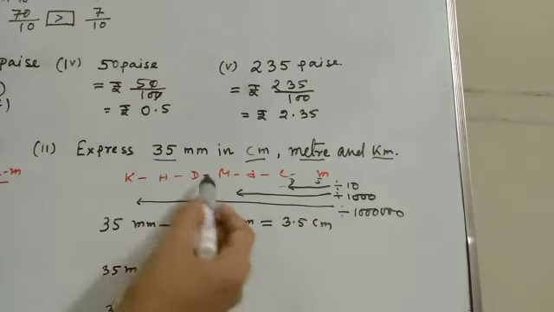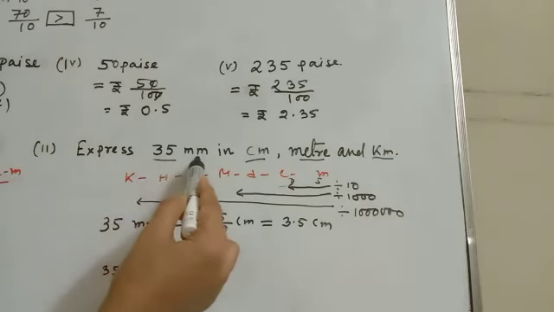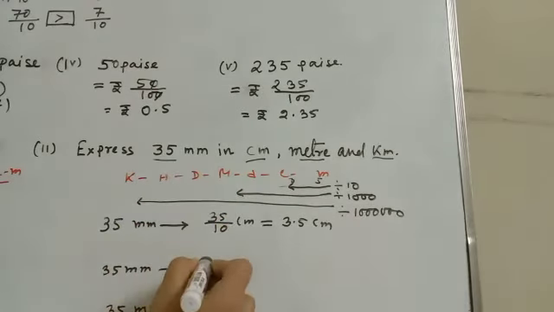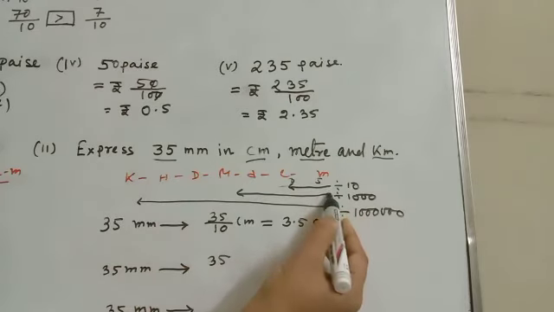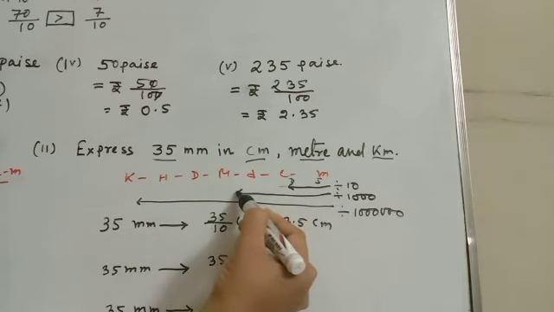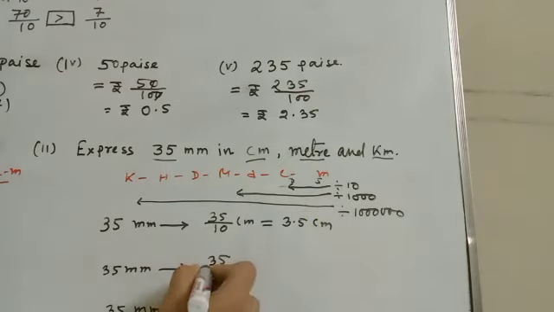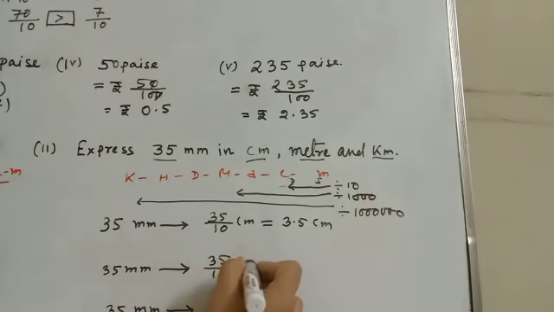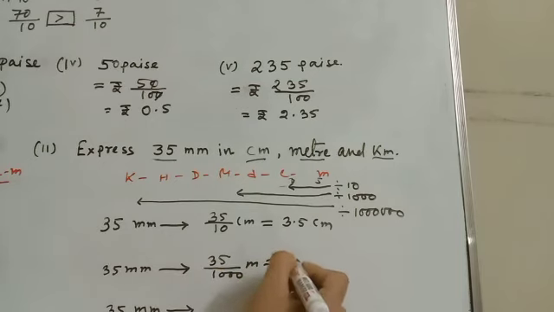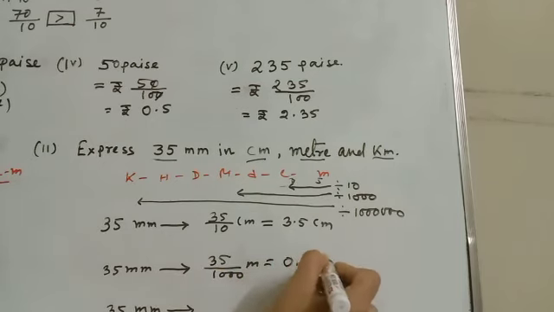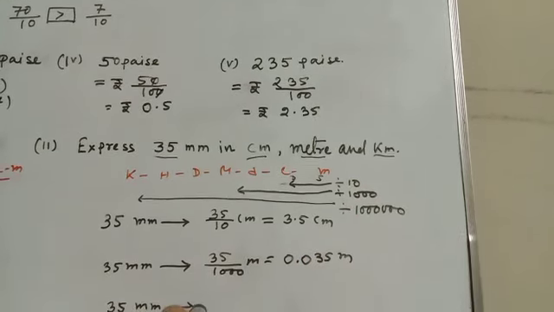Next question is you want to convert 35 millimeter into meter. Now come to 35 millimeter. Millimeter, centi, deci, meter. You need to divide by 1000. 3 places are there, so it will become meter now. As it is 1000 places, 1, 2, 3, so 0.035 meter.